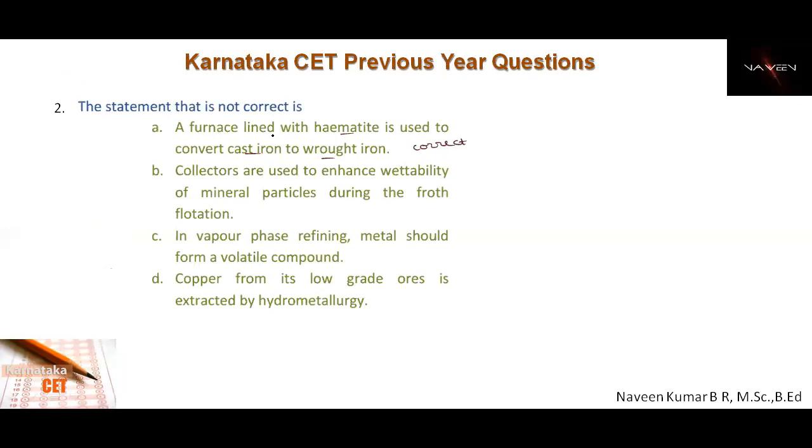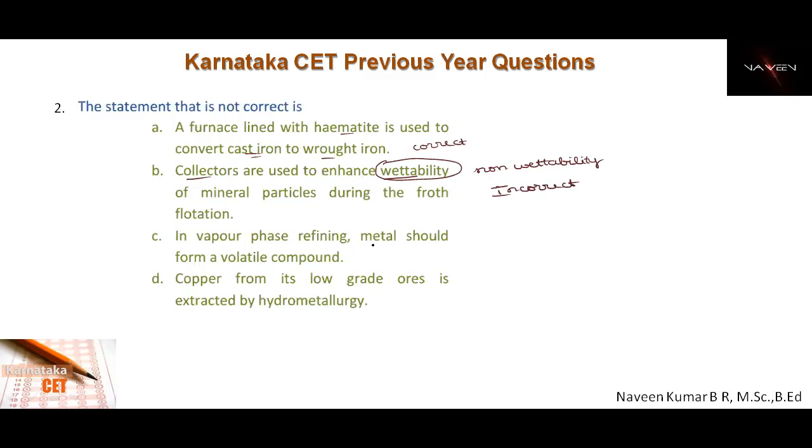We have learned the processing of extracted iron, that is how pig iron is converted into cast iron followed by malleable iron. Now, whatever information is given to obtain cast iron is correct information. Next, collectors are used to enhance wettability of mineral particles during flotation. So which is wrong, we know that. It enhances non-wettability, not wettability. So non-wettability of ore particles is enhanced by using a collector. Hence it is incorrect.